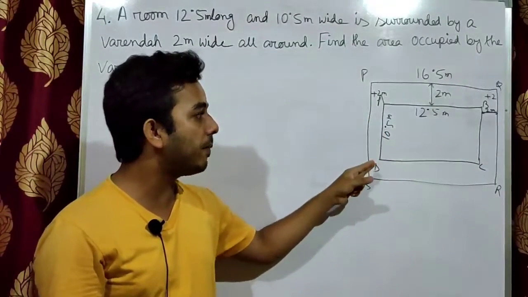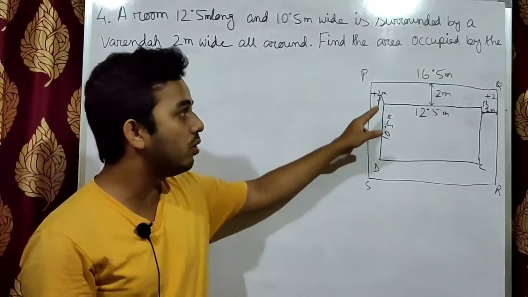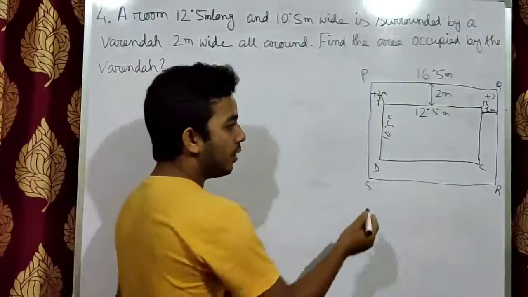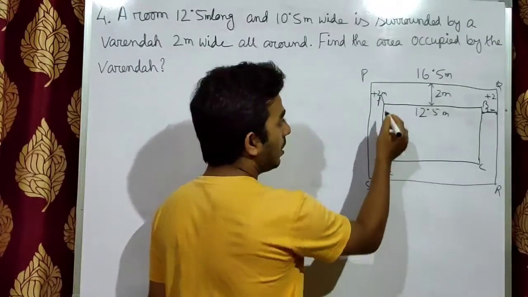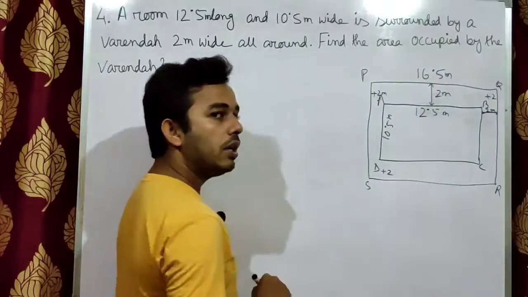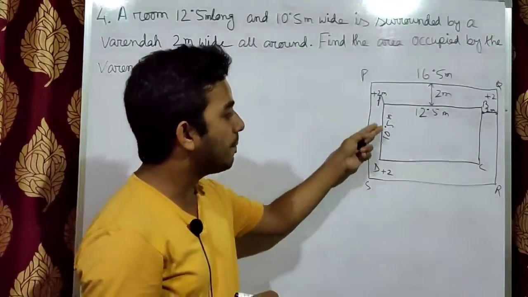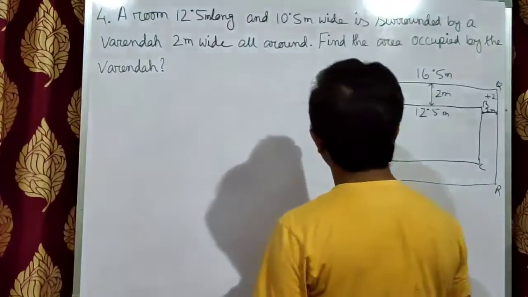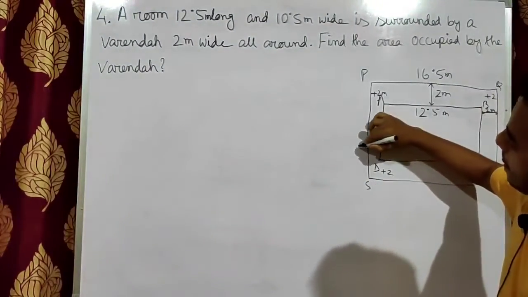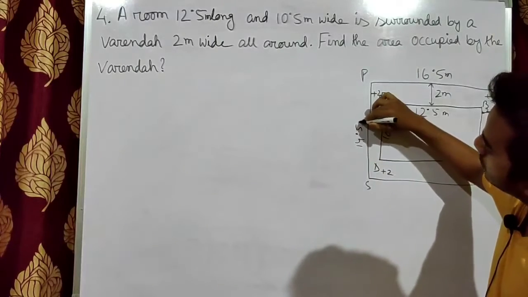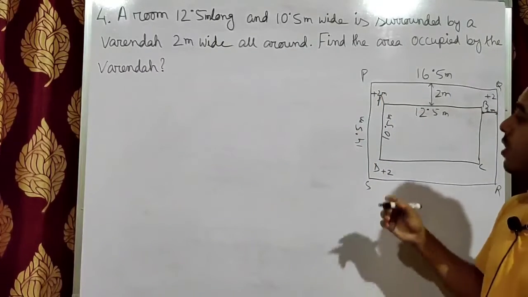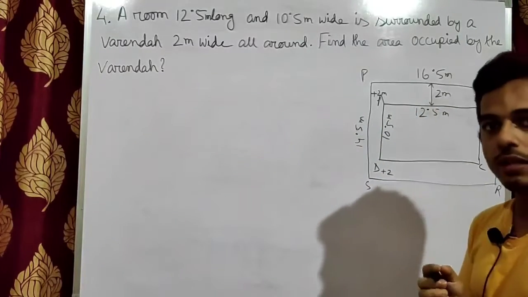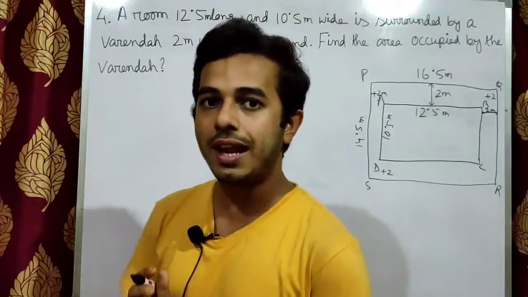Similarly, for finding the breadth, that is PS, we will consider AD. Now the length of AD is 10.5 meter and the width of the Bharanda is 2 meter, here also 2 meter. So all total it is 4. So 10.5 plus 4 is 14.5. So we have found the length and breadth of both the figures. Now we can easily find the area by the formula length into breadth.